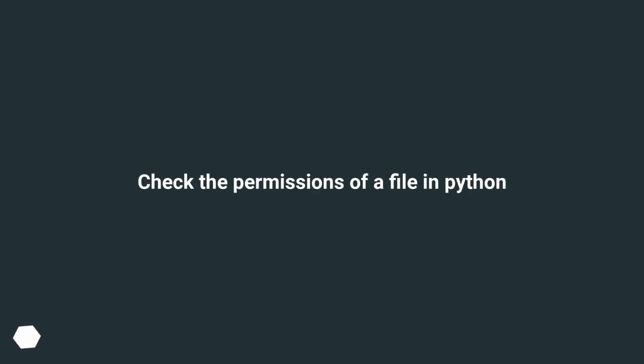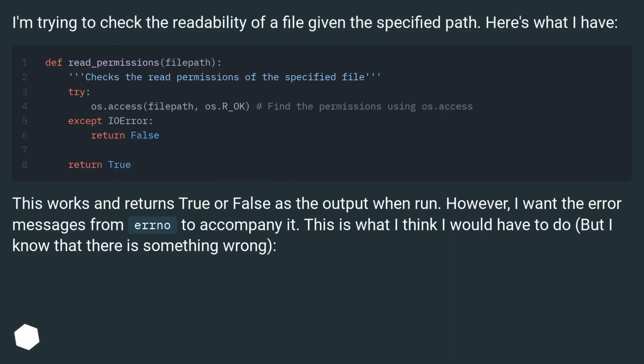Check the permissions of a file in Python. I'm trying to check the readability of a file given the specified path. Here's what I have. This works and returns true or false as the output when run.